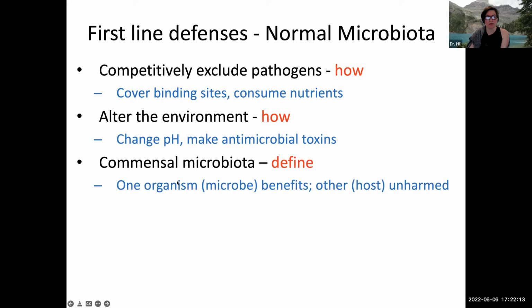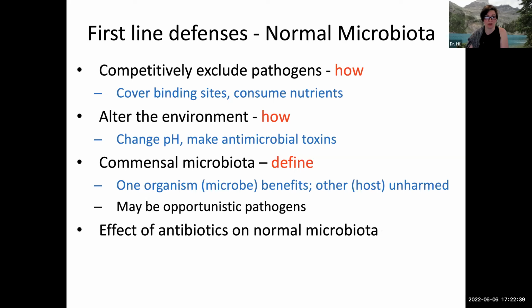Now, some of the members of our microbiota include so-called commensal organisms. We talked about this in pathogenesis. This is an example of an organism that benefits from living on us, but doesn't really provide any benefit to us, but we're not hurt by it. It's not a parasitic relationship. And these guys can be opportunistic pathogens. So they're fine in one spot. They may cause damage in another one if they go to a place that you're not supposed to have microbes on your body.